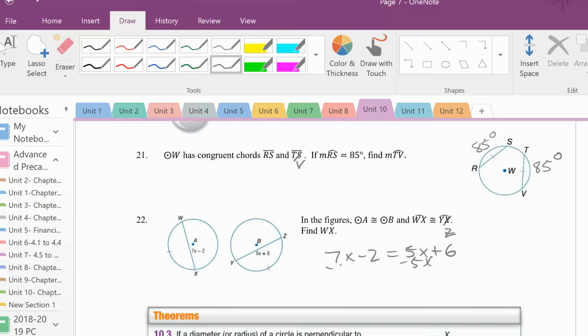Subtract 5x. Add 2. 2x equals 8, x equals 4. So to find WX, you would go 7 times 4 minus 2, 28 minus 2, which is 26.